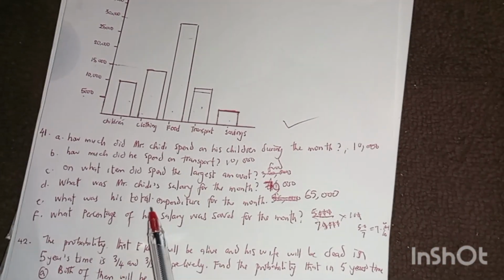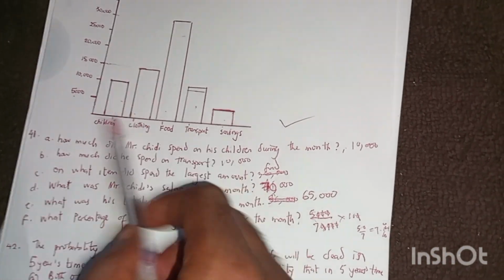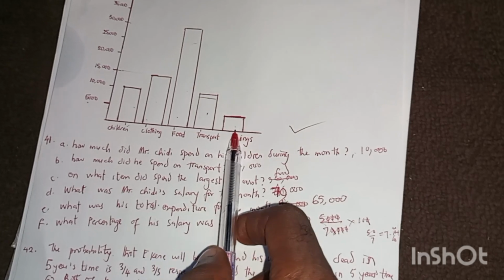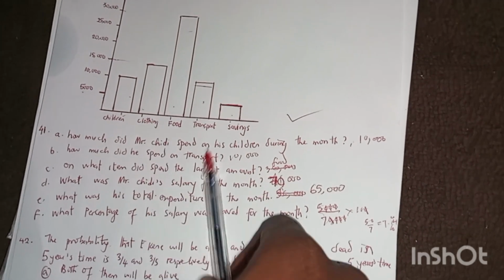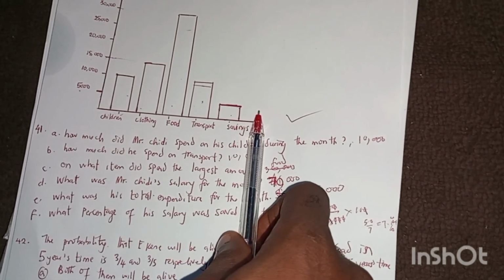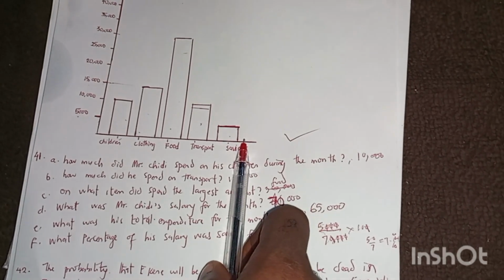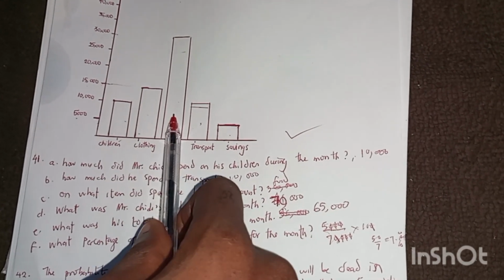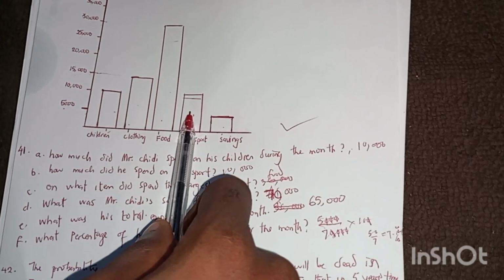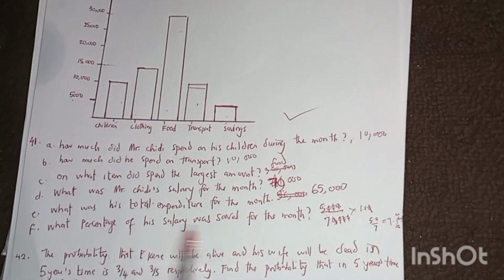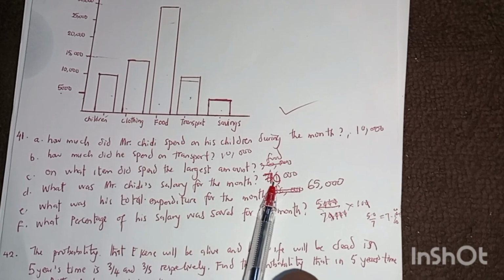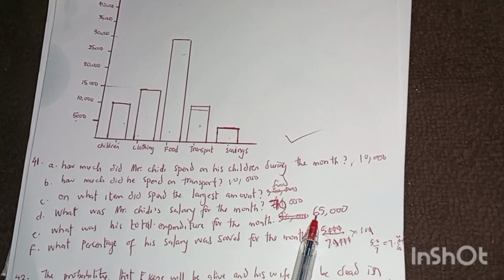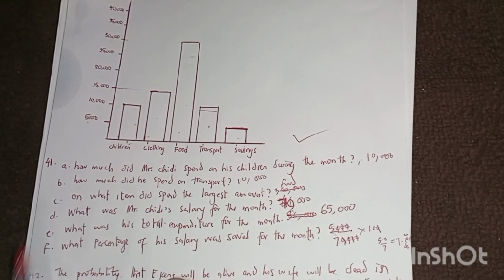And what was his total expenditure for the month? Expenditure is what he spent money on. Spending, expenditure, so it is everything here except the savings. We have to remove savings from his salary because he didn't spend that, he saved it. So the expenditure is the children, 10,000, clothing 15,000, food 30,000, transport 10,000. All of this gives us 65,000, or just remove 5,000 from the entire 70,000. That will give us 65,000, which was the total expenditure for the month.